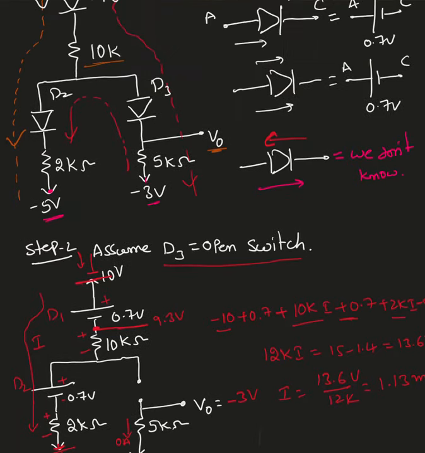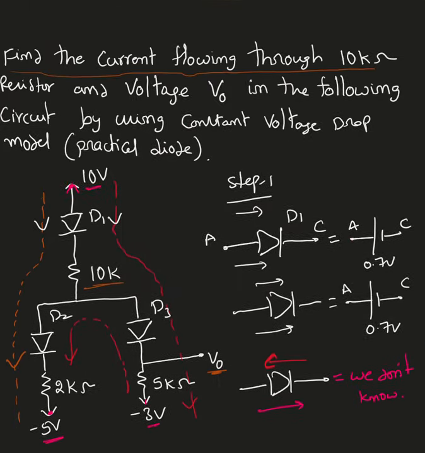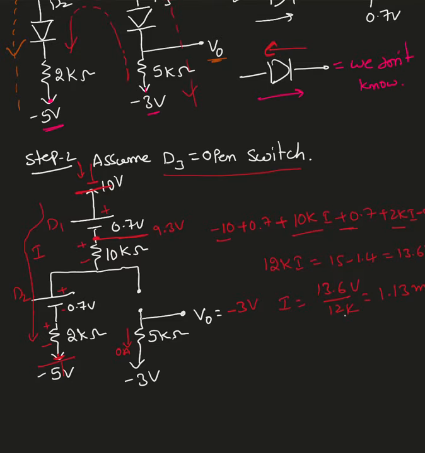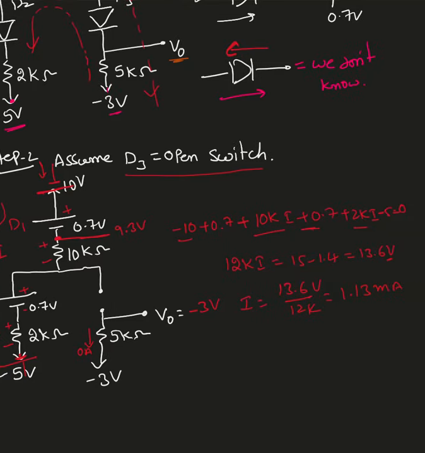So the question asked to find V0 and the current passing through the 10 kilo ohm. So the current passing through the 10 kilo ohm must be I. We found both. Now we need to verify whether our assumption is right or wrong. So I'm going to say step 3 here. What is our assumption? We are assuming this diode is open.